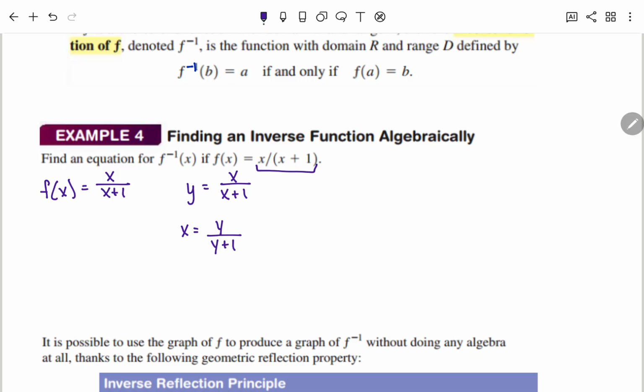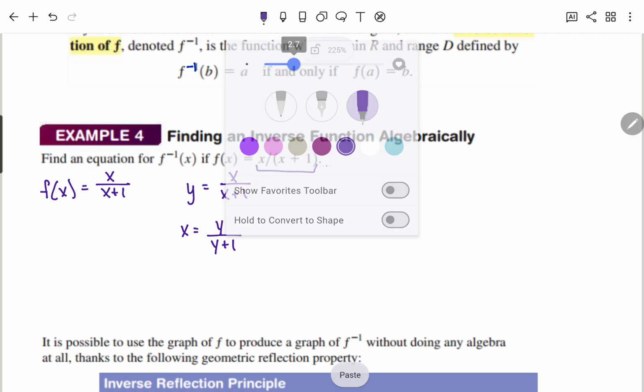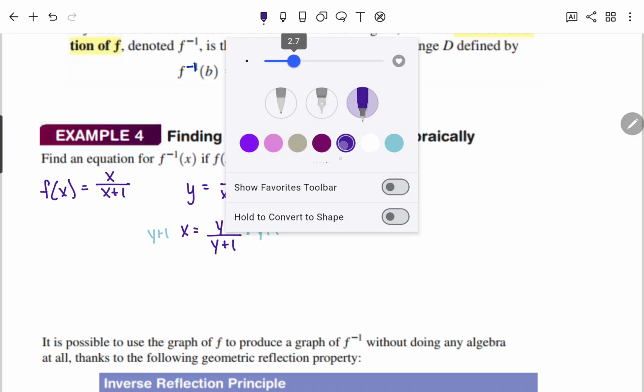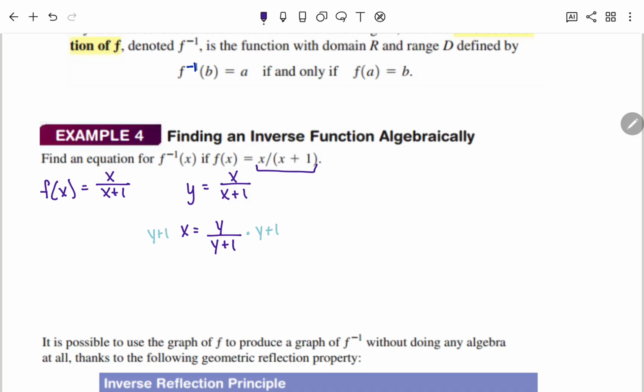Your goal is to get this equation to say y equals. So I am going to first get rid of this fraction. I'm going to multiply both sides by y plus 1. On the left side, I will now have x times y plus 1. On the right side, I'll have y.